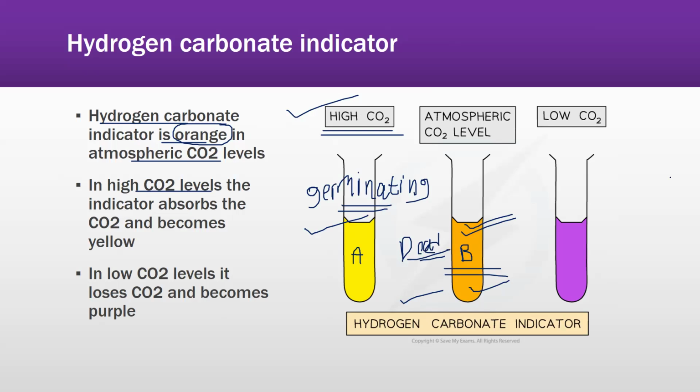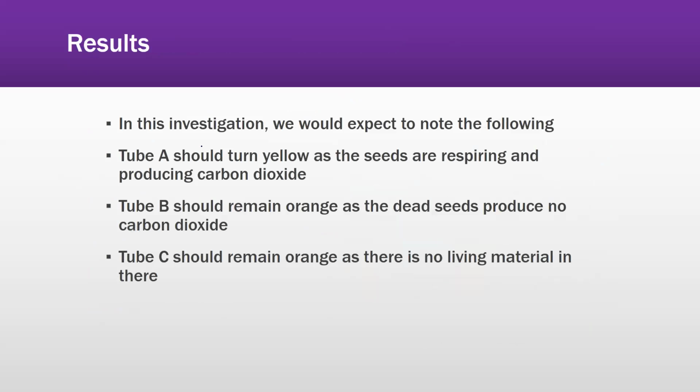And what happened in the glass beads? In the glass beads, there was no carbon dioxide at all. Glass beads are not seeds. Purple color indicates it loses carbon dioxide. Good job. So in this investigation, we would expect to note the following.